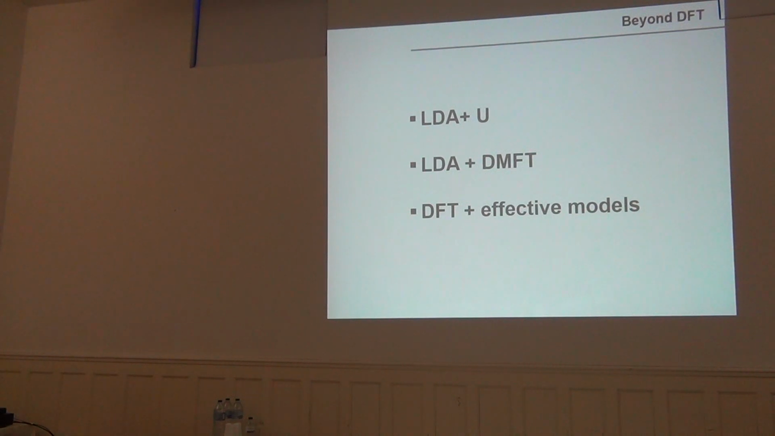We can cure that, and the simplest cure is this LDA plus U, where we introduce correlations in a mean field way by introducing an extra on-site term like we do in the Hubbard model. There is a much better approximation, which is combining DFT with dynamical mean field theory. I can tell you some words tomorrow. And there is a third one, which is combining DFT with effective methods.